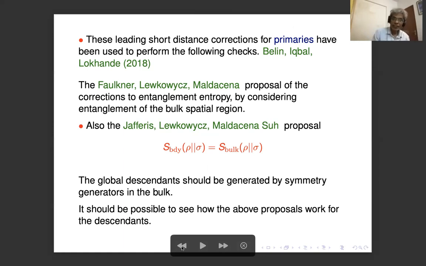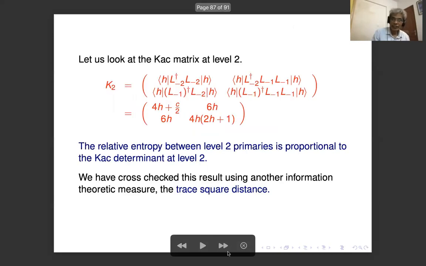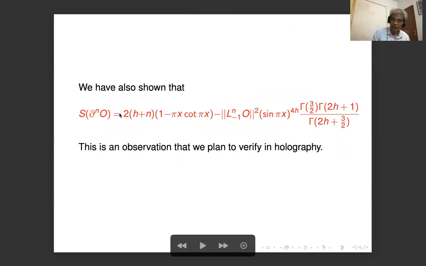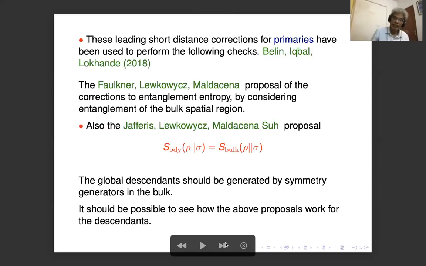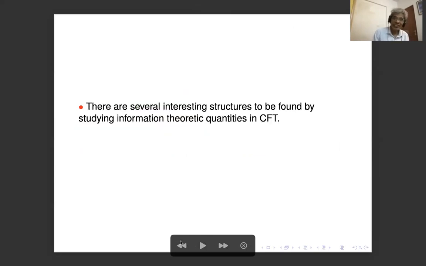And now we have a generalization of that, at least in this class, for the global descendants. And global descendants, as I said, are the global part of the Virasoro, and that is isometries in AdS, just the SL2R times SL2R part of AdS3. We hope we could generalize these people's calculation to see that. That is one of our goals. So maybe I will just include that: reasonably interesting structures to find by studying information theory quantities in CFT.